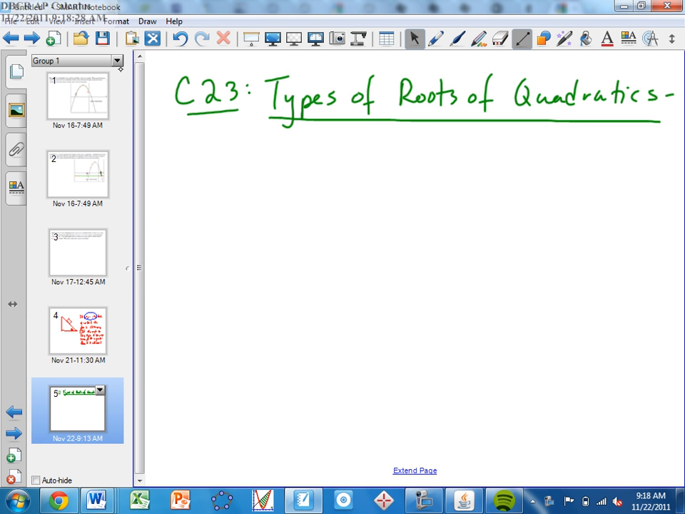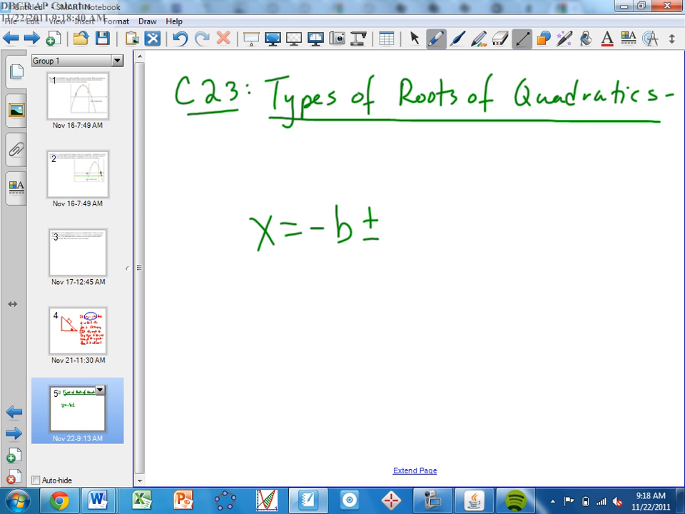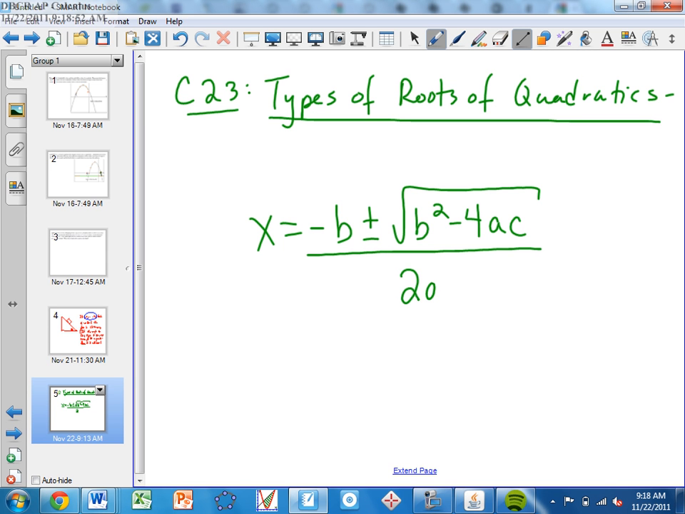Can anybody raise their hand and tell me what the quadratic formula is? Brandon. Sure, negative b, x equals, right? Good. Plus or minus square root of b squared minus 4ac, all over 2 times a. Very good, Brandon. Very good.